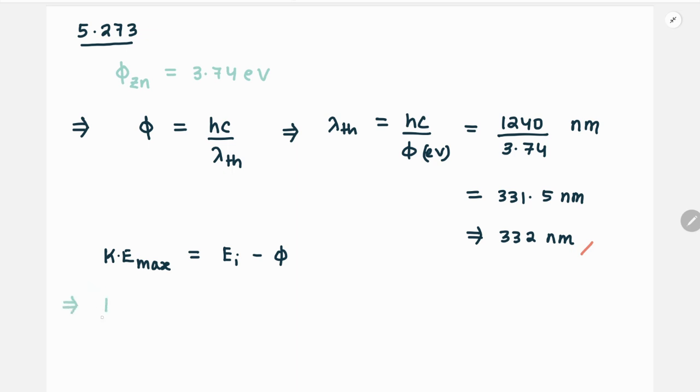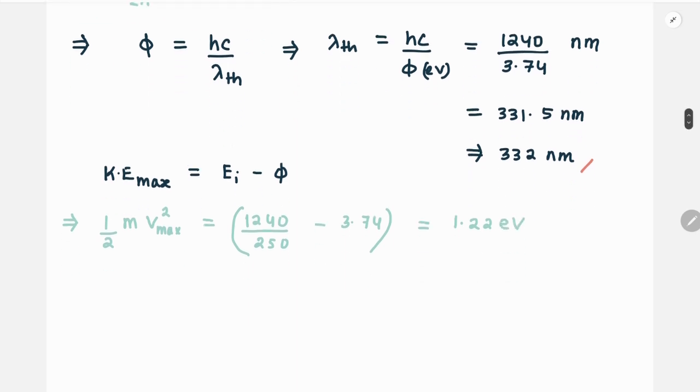So over here, kinetic energy maximum, that is half m v maximum squared, is equal to 1240 by 250 nanometer. So this value will be in electron volt, minus 3.74. So this value will be in electron volt. So on solving, we obtain this as 1.22 electron volt.